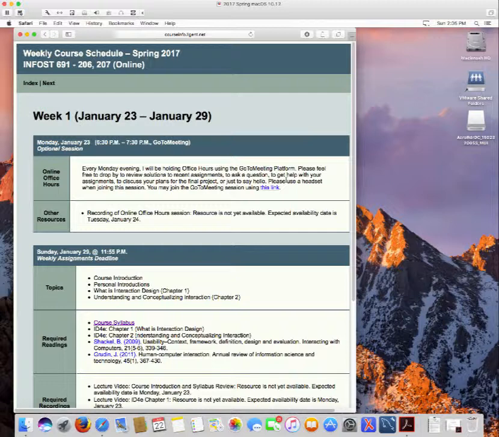There's a link here at the end of that paragraph on online office hours that says this link. That should take you to GoToMeeting. I would ask you to get a headset or to use a headset because the experience is really the best if you're using a headset. Otherwise, we get feedback and things like that.